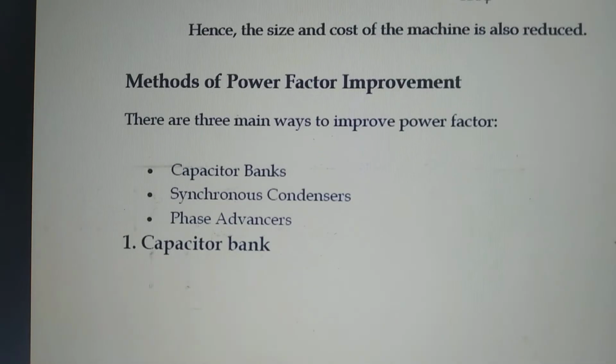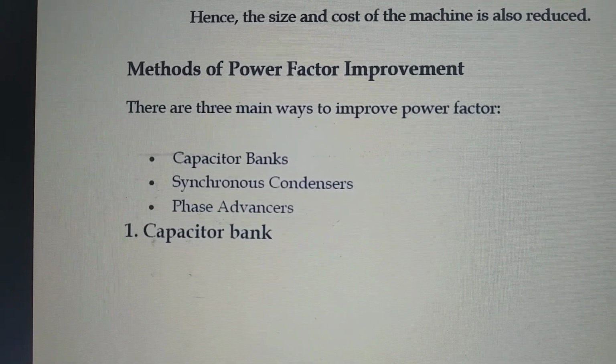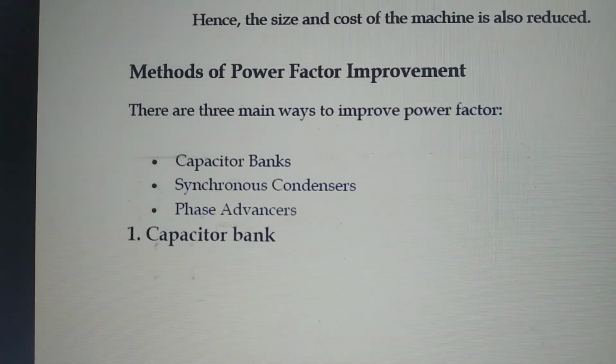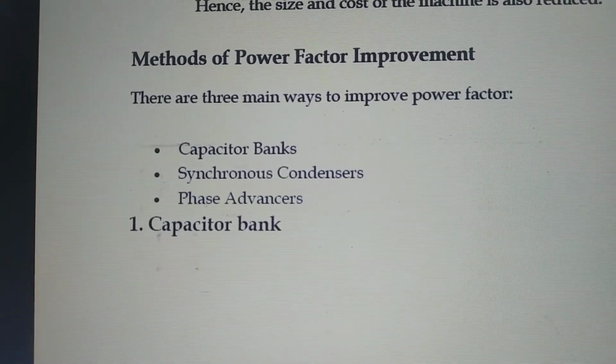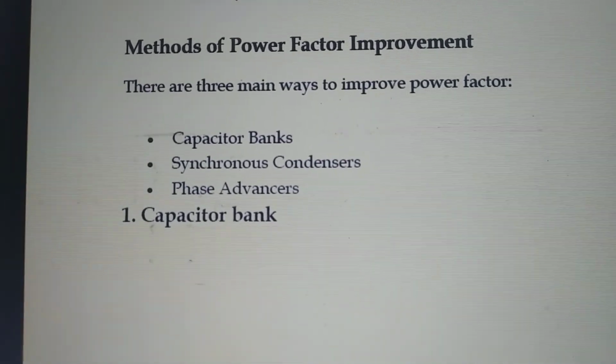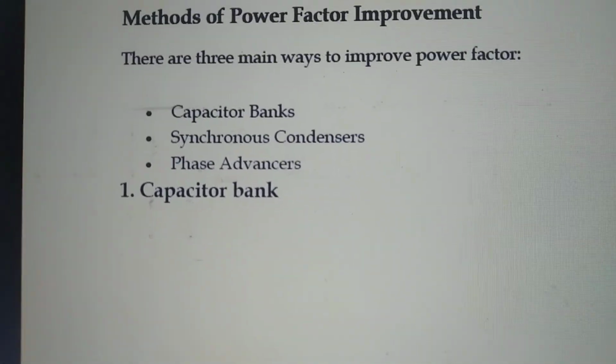Methods of power factor improvement. There are three main ways to improve the power factor. The first is by using capacitor banks. The second one is using synchronous condensers. The third one is phase advancers. We'll see them one by one.